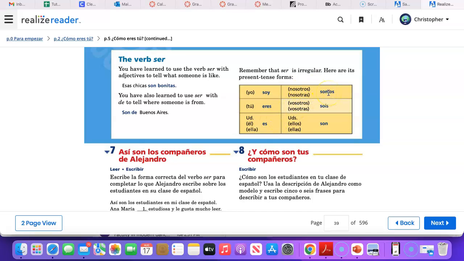Nosotros somos, we are. Ellos son, they are. Ellas son, they are. I don't want to geek out too much, but there's some details here that we've left out. For example, what's going on with usted and ustedes?